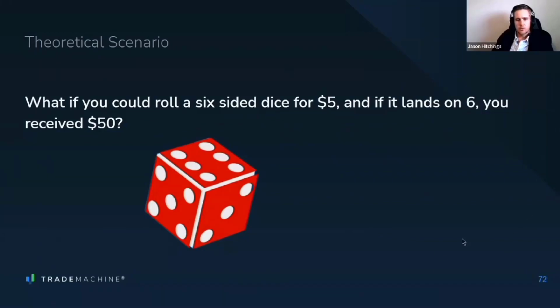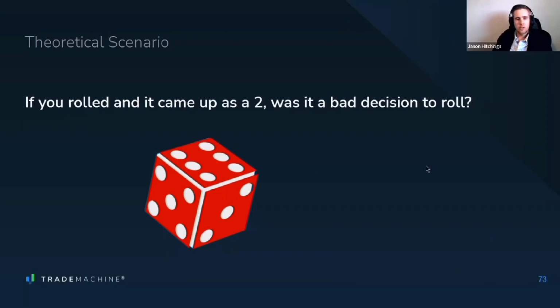So let's look at it in terms of rolling a dice. If you're going to roll a dice and it costs you $5 to roll it, and if it lands on a 6, you get paid out $50. That's a pretty good bet. You get a 10x return and you're going to win 1 in 6 times. So that's a good bet. Now, if you roll the dice and it came up with a 2, did you make a bad decision to roll? And this is a pretty important concept in trading, especially in trading options. If you're trading an out of the money option, it's going to plummet towards zero, but it could have been a reasonable risk reward anyway.